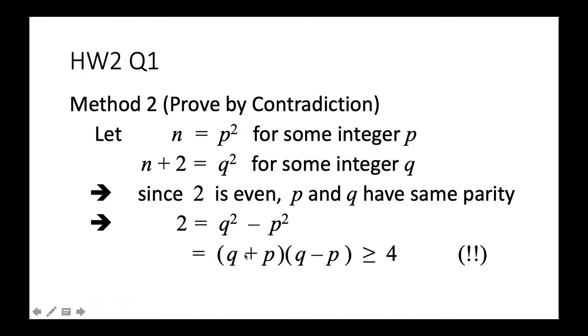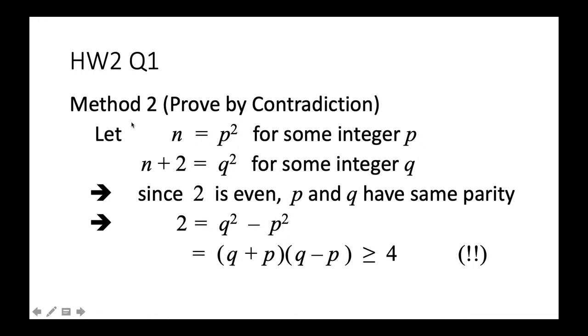So I'm skipping some of the arguments here. In a formal proof, we need to write it down, but here, for demonstration purposes, I'm explaining this verbally. But then we will see that q plus p is at least 2, q minus p is at least 2, so 2 times 2 is at least 4. Okay? Now, at this moment, we get a contradiction. What is a contradiction? We get something that is always wrong. 2 is greater than or equal to 4. This is nonsense. 2 cannot be greater than or equal to 4. So what does that mean?